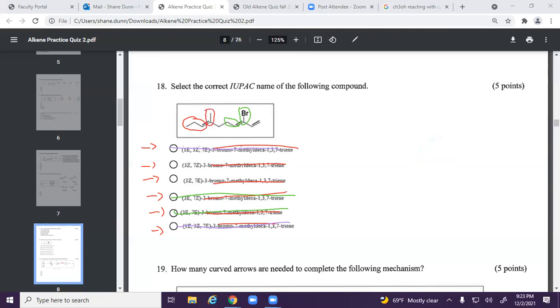What if that was right there? Why? It would be, exactly. Because this guy right here is bigger, takes priority. So it actually is going to be this one. You're correct. So it's going to be Z, E. Wait, why is it E?